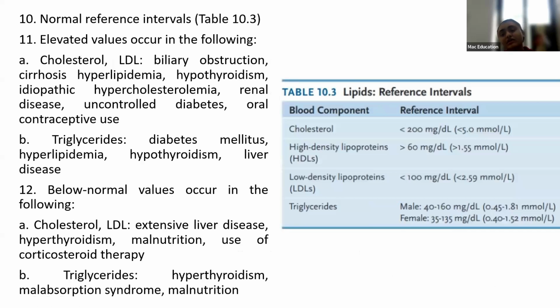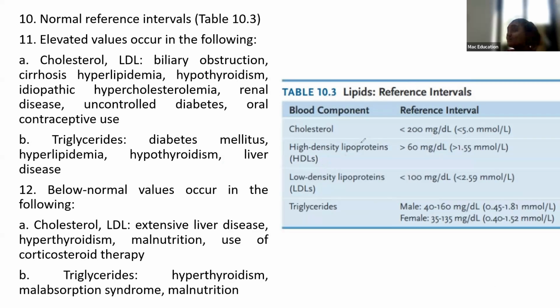Okay, normal reference intervals are given in table 10.3. So the normal lipid profile is: cholesterol is less than 200 mg per dl. The ideal value is below 200. If it is 200 or more than 200, then there is a risk of coronary artery disease. So cholesterol should be less than 200 mg per dl.